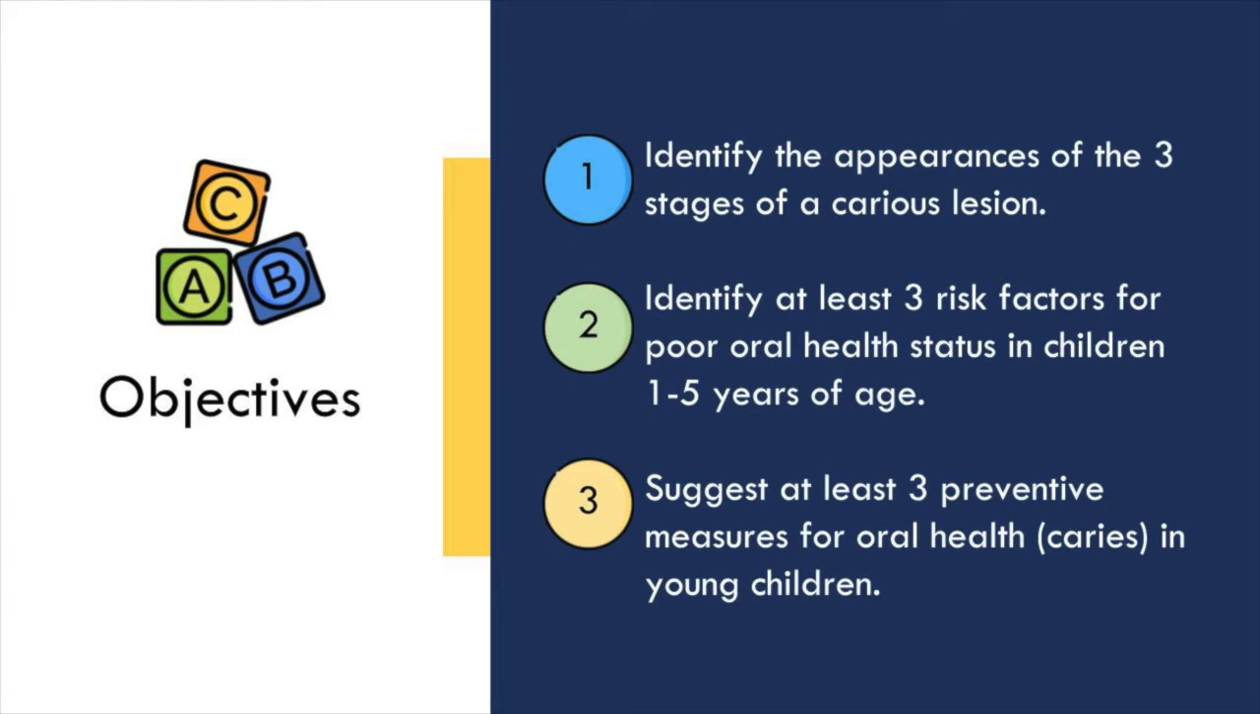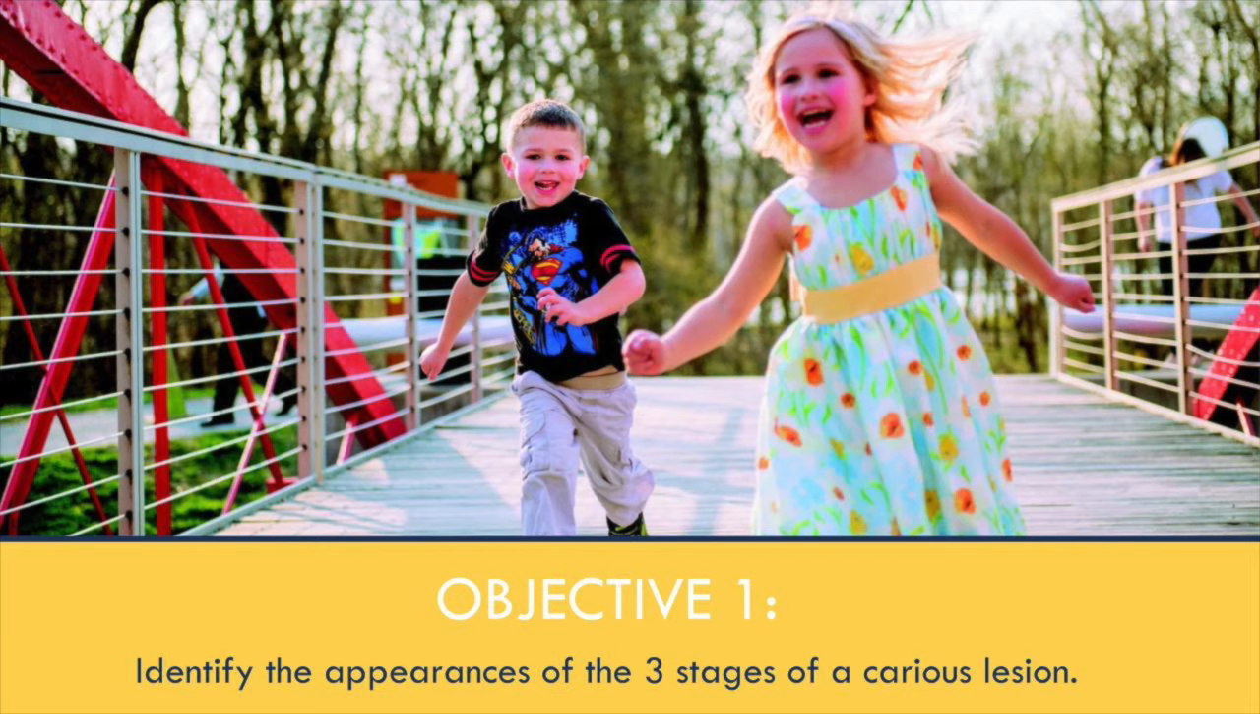We are confident that after this presentation, you will be able to take away 3 main objectives that you will be able to properly implement into your practice. First, we want you to identify 3 stages of caries lesions. Second, we want you to name at least 3 risk factors for poor oral health. And third, we want you to be able to suggest 3 preventive measures for poor oral health. I will now pass it on to Avery.